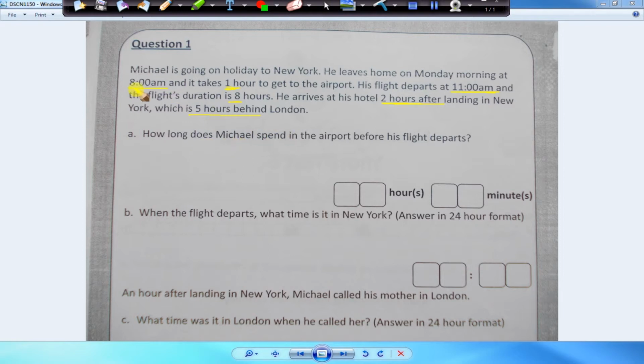Now, he leaves at 8 o'clock home and takes 1 hour to get to the airport. So what time does he arrive at the airport? 9 a.m. he's at the airport. What time does his flight start? 11 a.m. And the question is asking us, how long does he spend in the airport? So 11 a.m. is when the flight goes. So between 9 o'clock and 11 o'clock there is how many hours? Okay, 2 hours, 0 minutes.